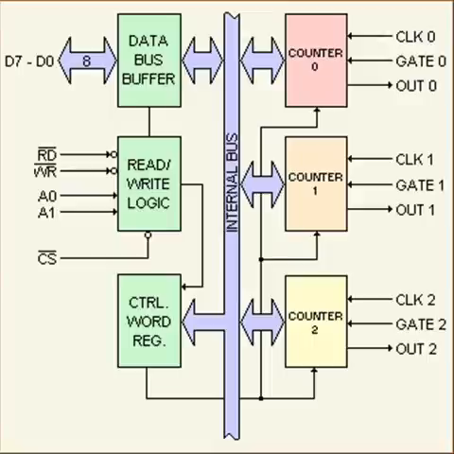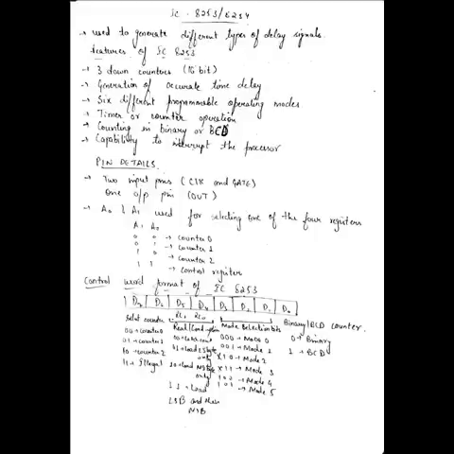So timer ICs 8253 and 8254 can be operated at different frequencies. That means the 8254 can be operated at a frequency up to 8 megahertz, whereas the 8253 can be operated only up to a maximum frequency of 2.6 megahertz.